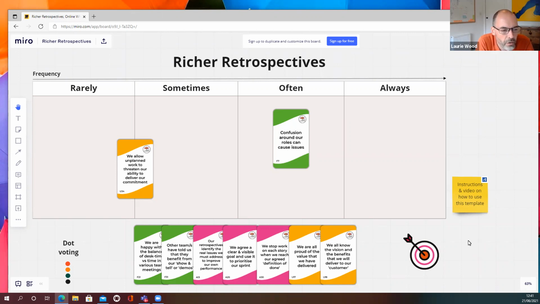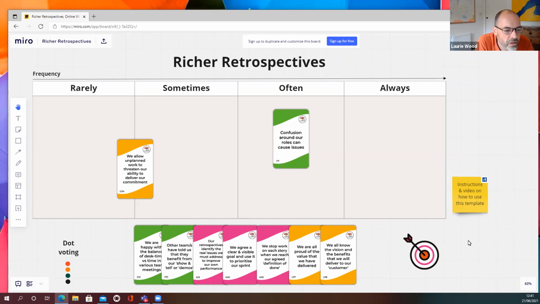So the orange card on the left, they've decided that one about delivering our commitment, they've decided that they rarely or sometimes do that. And the one that someone else has read out about roles, the green one, they've said that they often have confusion about roles.